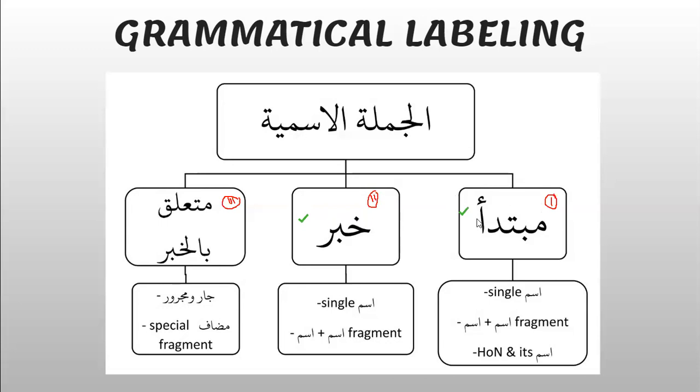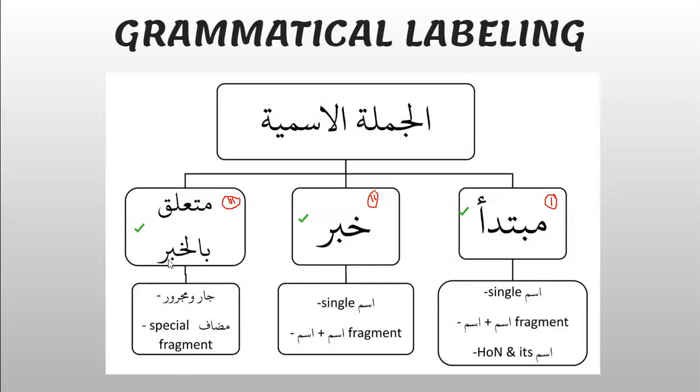So mubtada and khabar, and mubtada is the key essential part. A sentence is not possible without mubtada, and khabar is the second important thing in the sentence. And muta'alliq bil khabar is basically another type of khabar, another type of information about the mubtada. Muta'alliq bil khabar basically means the two types of fragment we have learned so far: jar majroor or special mudaf fragments.